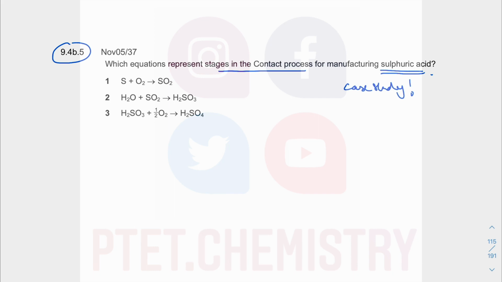I can tell you if you check number 2, you do not dissolve the H2O and SO2. Okay, so that's not part of the contact process. There's only one that is correct, and it must be D.